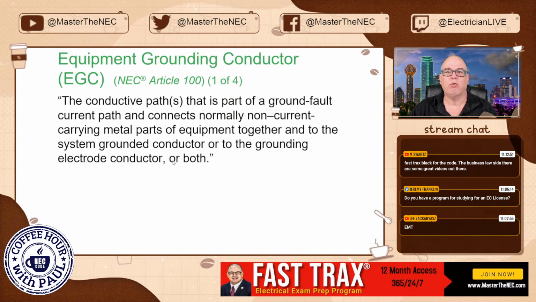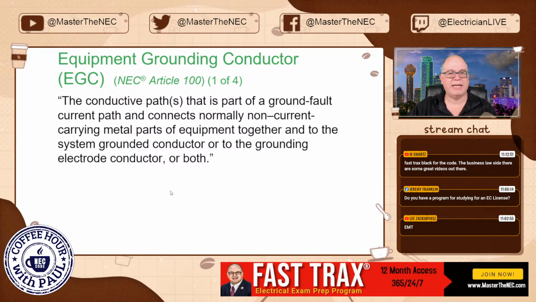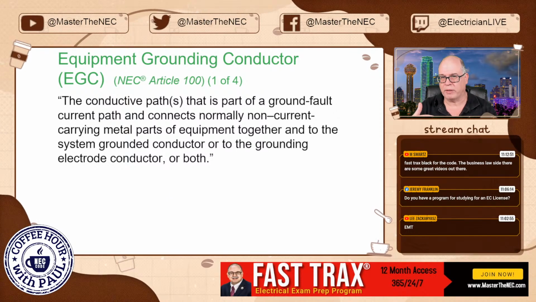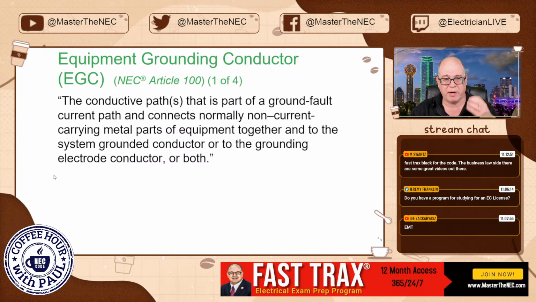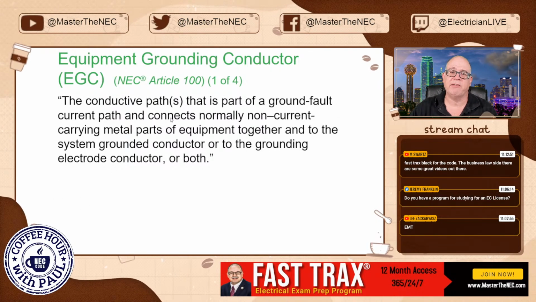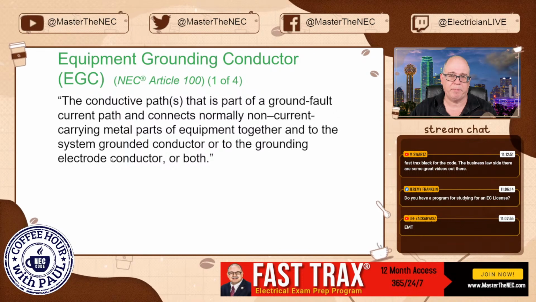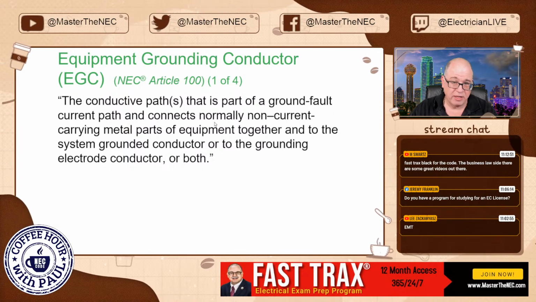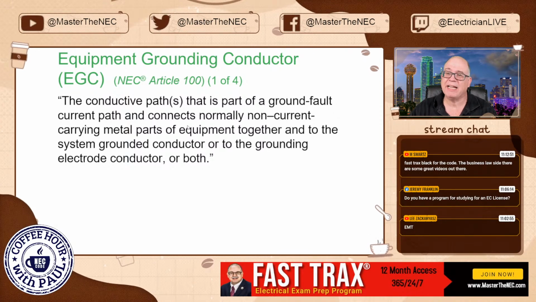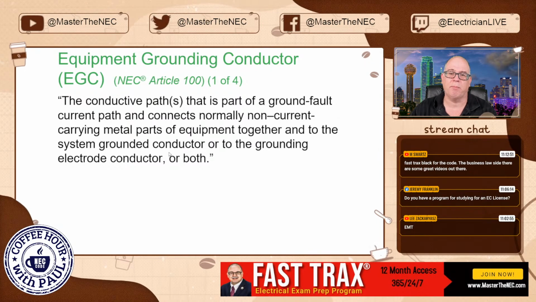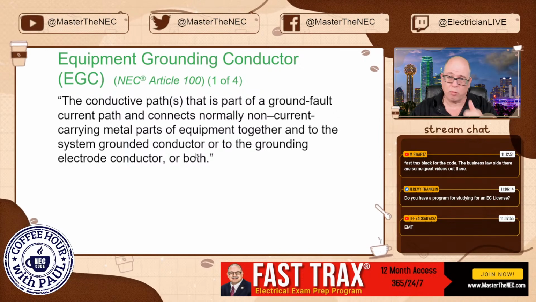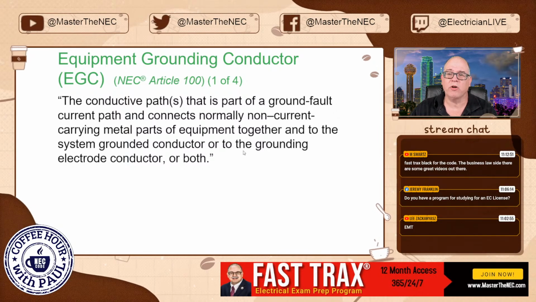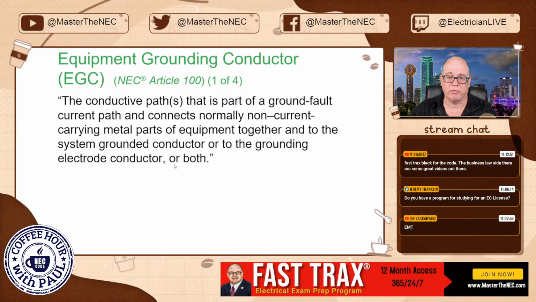All right, equipment grounding conductor. Probably the one you encounter the most. And 250.122, when we get to that one in this series, we're going to get deep into that, whether it's parallels or whatnot. It's a conductive path that is part of the ground fault current path, and I should say bonds, but it connects normally non-current-carrying metal parts of equipment together and to the system grounded conductor all the way back to the source, or to the grounding electrode conductor, or both, okay?